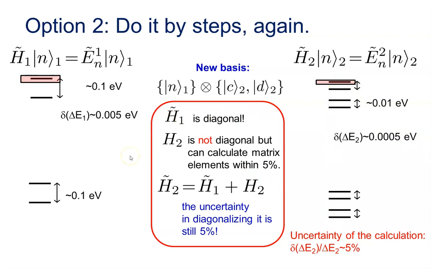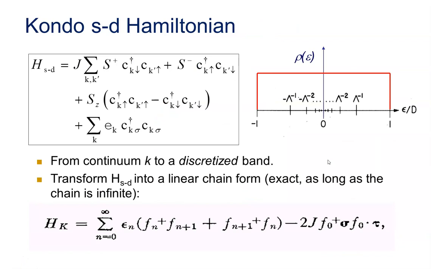So this is the idea of diagonalizing first and using the resulting basis to construct a new basis. That's one of the other important hallmarks of Wilson's NRG. So let's use these two key ideas in the Kondo ST Hamiltonian.